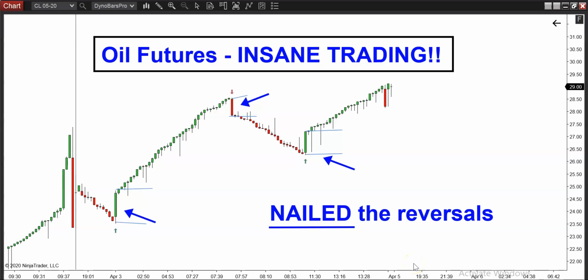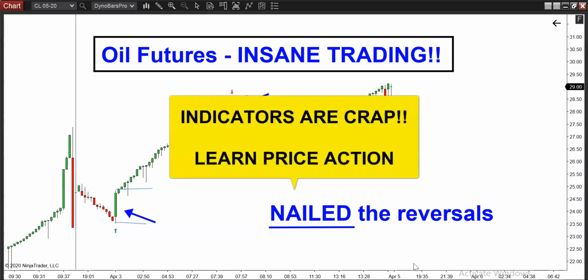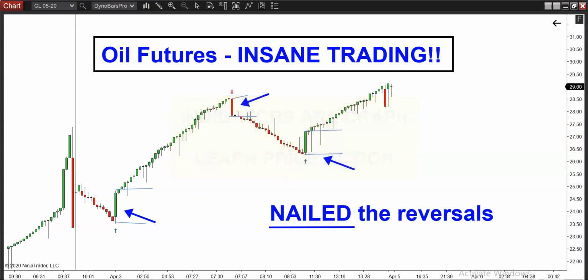And of course, no matter what you do, do not use any indicators whatsoever. I've said that before, and I'm going to keep saying that. Indicators are a giant waste of time. The only thing that's going to work is price action based charts.